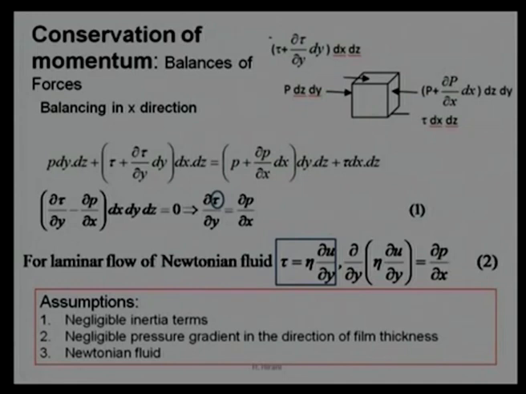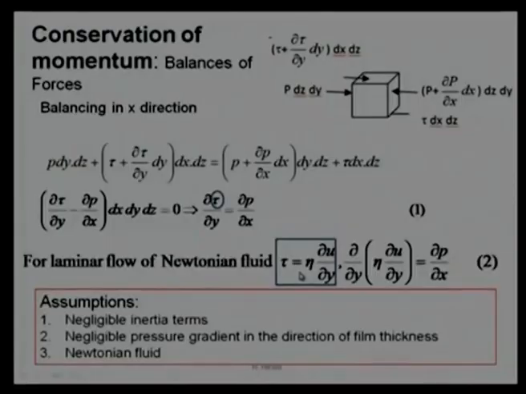We are assuming that in that small gap, pressure will remain constant. It is not going to change. There will not be any gradient on pressure. And the last assumption we considered here is a Newtonian fluid. Our fluid is governed by Newtonian law, where shear stress is proportional to velocity gradient, and the constant of proportionality is viscosity. These are the 3 assumptions which we are making to derive equation number 2.